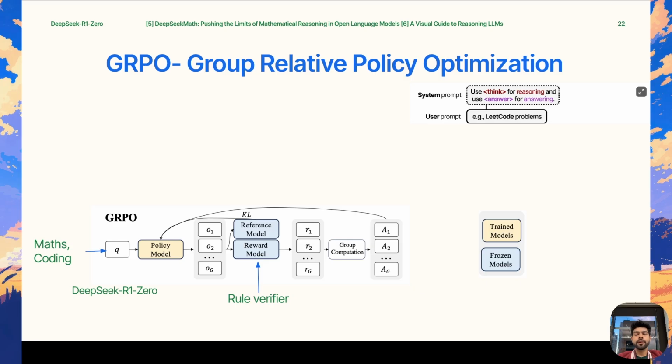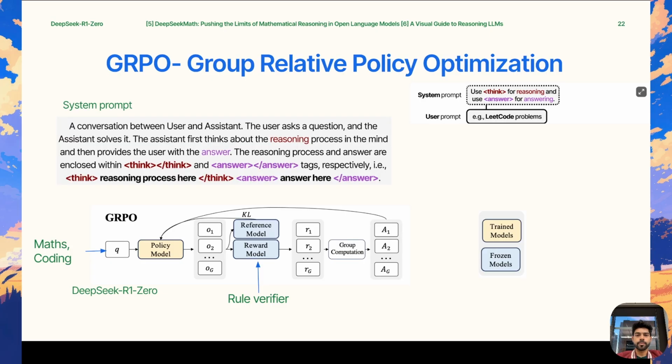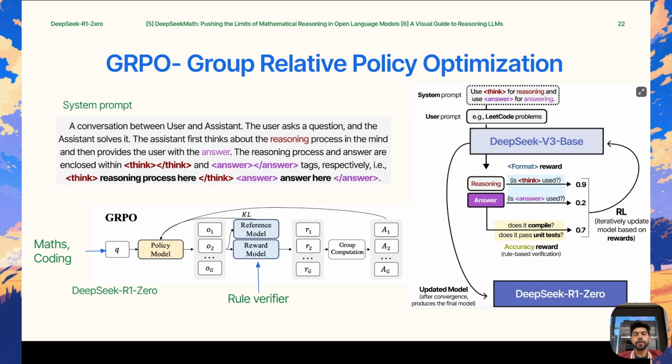It asks the model to do just two things: place the reasoning process inside think tags and place the final answer inside answer tags. On the right, you can see an illustrative example, and on the left is the actual prompt. It's simple, no fancy instructions, just clear formatting rules. The user prompt is the actual question, such as a LeetCode problem. Together, these make up the query given to the policy model. The policy model then generates the reasoning chain and the final answer as shown on the right.